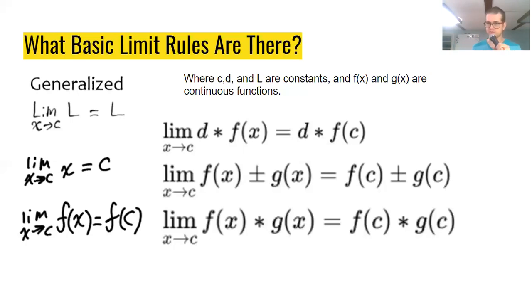And just looking at those different things. Remember, this is a plus or minus symbol, which means that if you do f of x plus g of x, that would be f of c plus g of c. Or if it's f of x minus g of x, it'd be f of c minus g of c. The reason we use that notation is so I don't have to write two different lines.